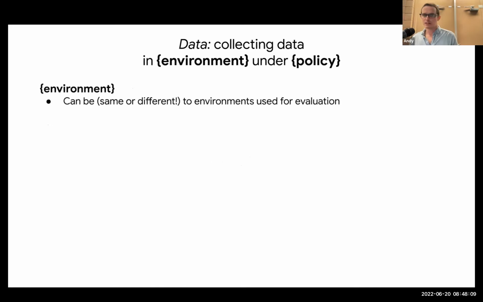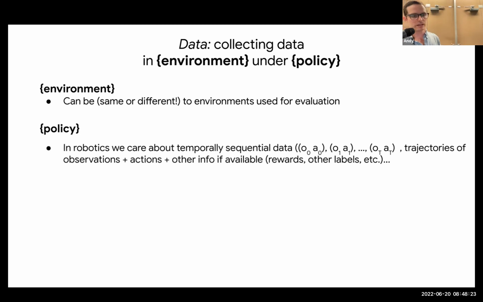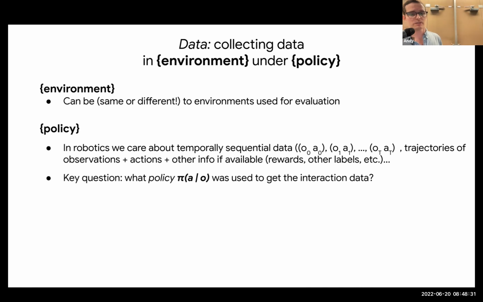So one thing on the environment is I just want to note that the environment in which you get your data can either be same or different to the environments that are used for evaluation. That's one thing to know. But with the policy, this is, again, quite interesting in particular to robotics. So in robotics, we care about temporally sequential data. So, trajectories of observations and actions, maybe other things too. But the key question always is, what was the policy that was used to get those temporally sequential trajectories of observations and actions? That's the key question.